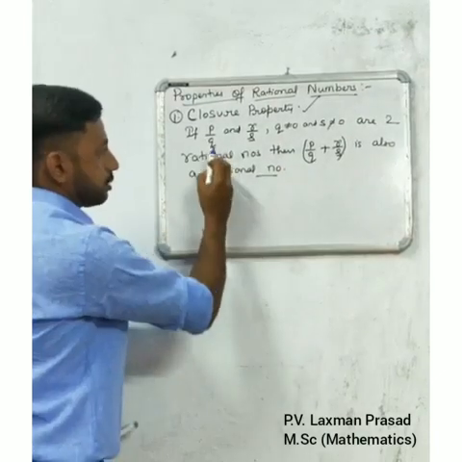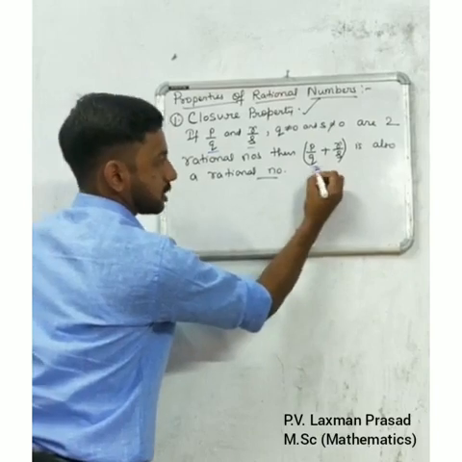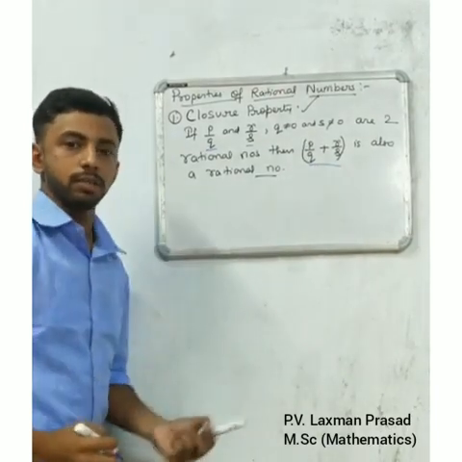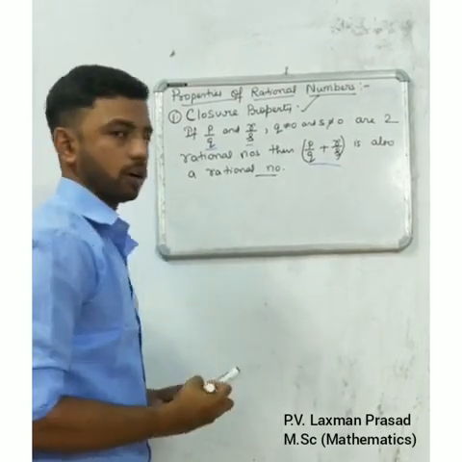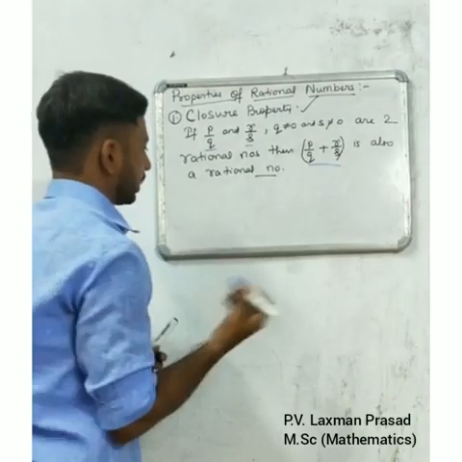If we take two rational numbers, then the sum of two rational numbers will also be a rational number. That will not be an irrational number. So let's take an example.